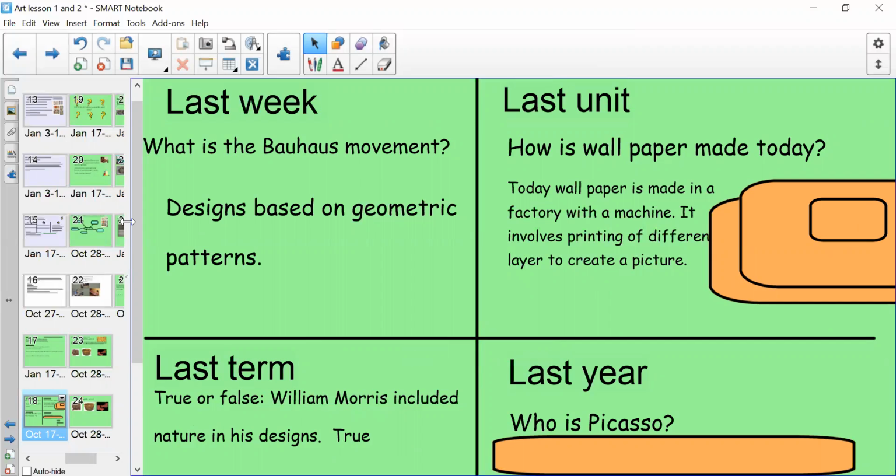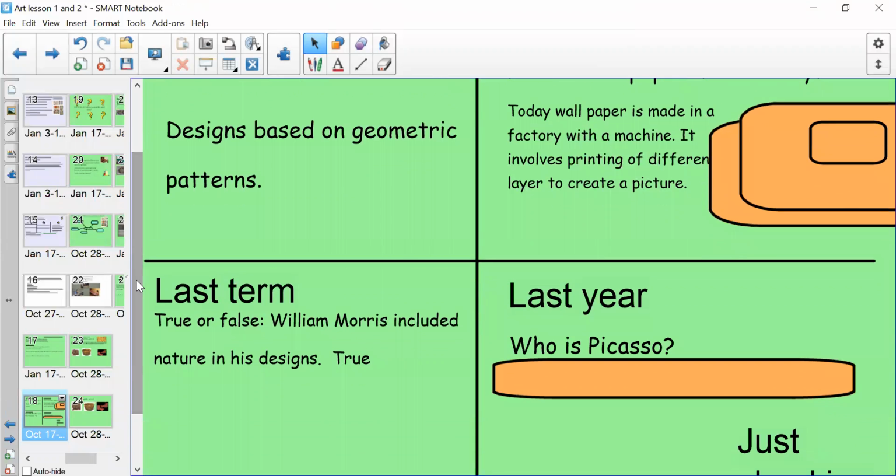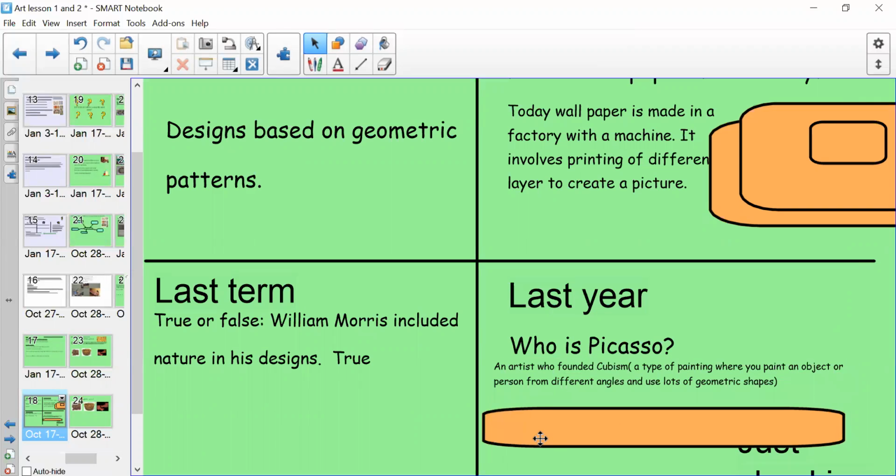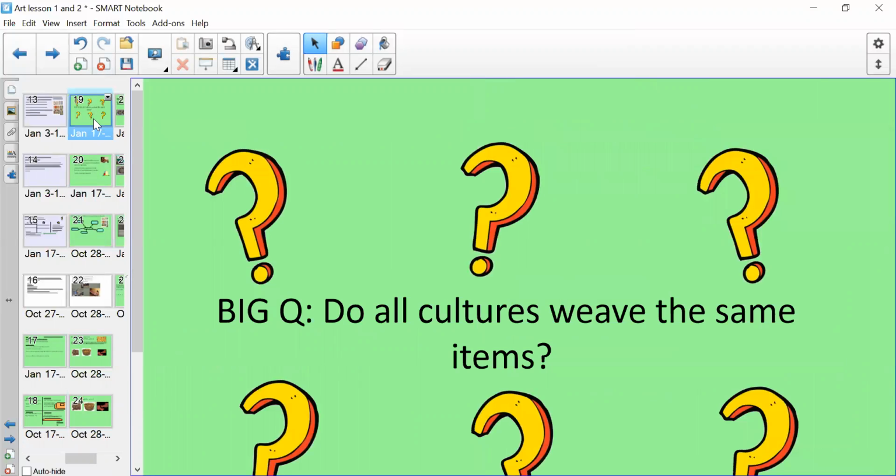And then who is Picasso? You might not have done this last year because of lockdown, but Picasso was a famous artist who founded Cubism, which is a type of painting where you paint an object or a person from different angles and use lots of geometric shapes. Okay. So again, our big question is, do all cultures weave the same items?